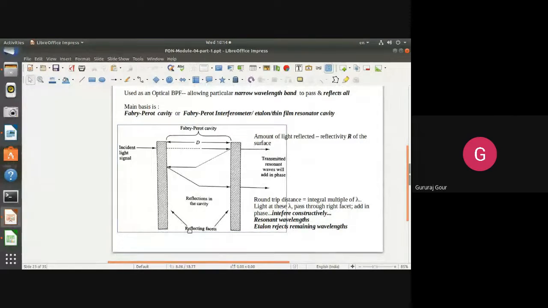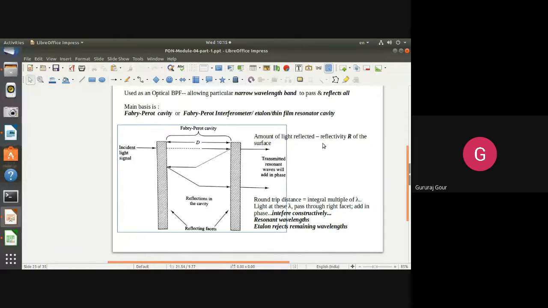So let us assume we have got two reflecting facets of the Fabry-Perot cavity separated by a distance d, capital D, and we can see the incident light is falling at this particular point of this left side reflecting facet. If the light ray falls at this point, it will travel straight, traversing distance d, then it will undergo multiple reflection like this, and we start getting the interference of these multiple reflected rays, leading to constructive interference on some side and destructive interference on the other side.